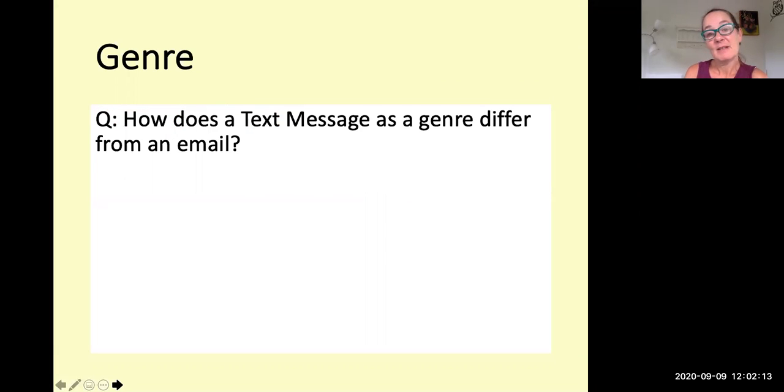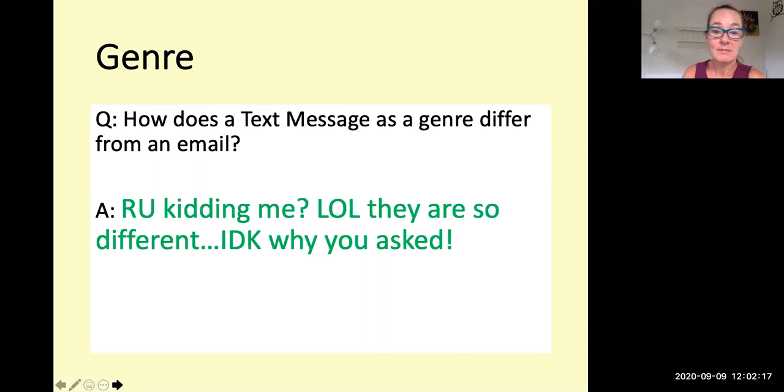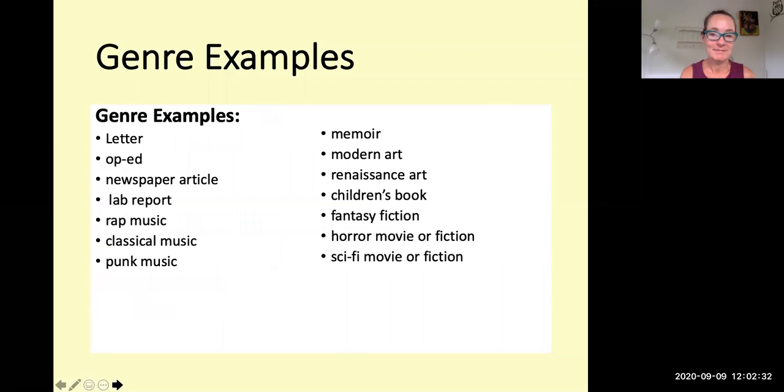How does a text message as a genre differ from an email? Are you kidding me? Laugh out loud. They are so different. I don't know why you asked. And please, please, please, email is not in the least little bit texting.